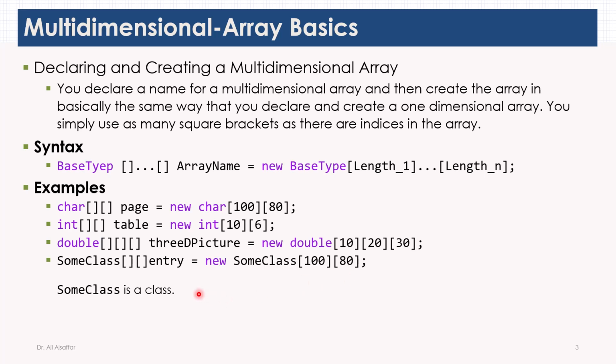Finally, for an array of a class-based type, some class, user-defined or a string. Here again, we have an array of two dimensions. You can represent it in a tabular form. Number of rows is 100 and number of columns is 80, but each entry in the array is in fact an object of some class type. So here we are assuming that some class is in fact a class. It's not a primitive data type.